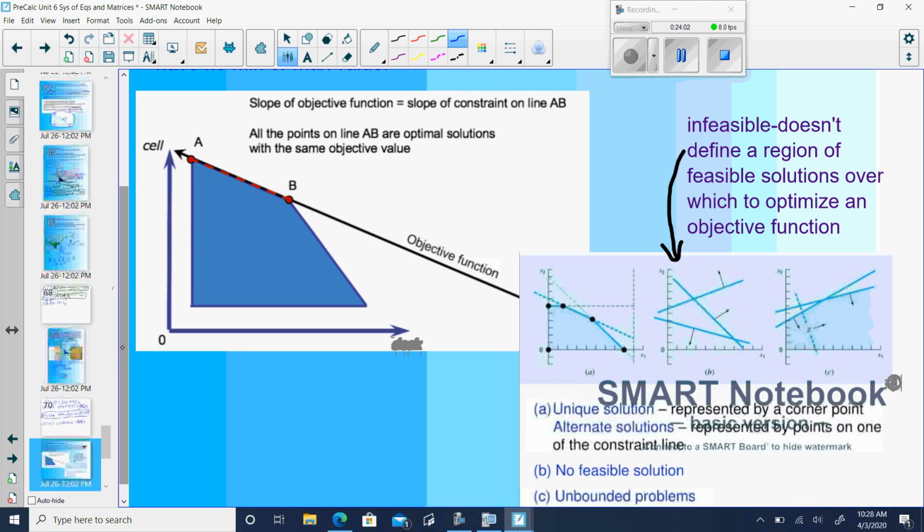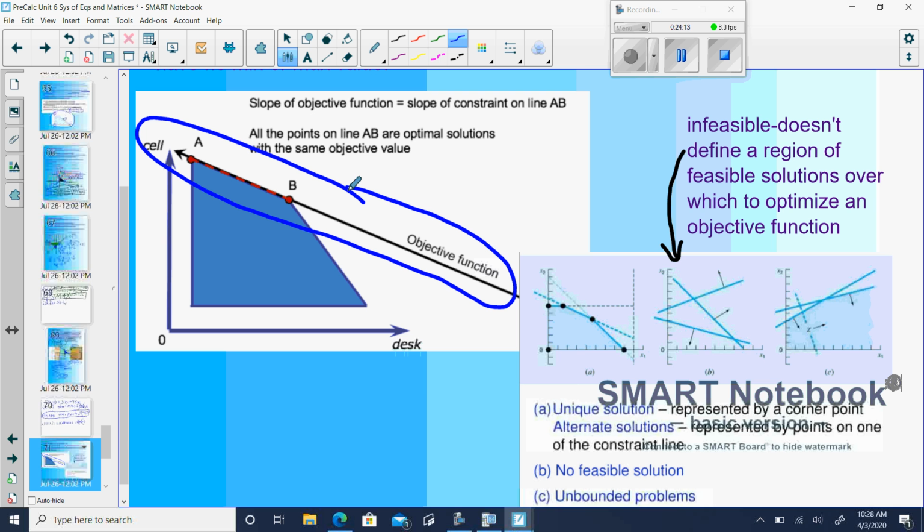So what does that mean for us right here? As we see in this picture, our objective function has a slope, and that slope is equal to the slope of our constraint on the line AB, which means every single point on this line from A to B is going to be an optimal solution to this problem. So everything here from A to B is going to be an optimal solution.